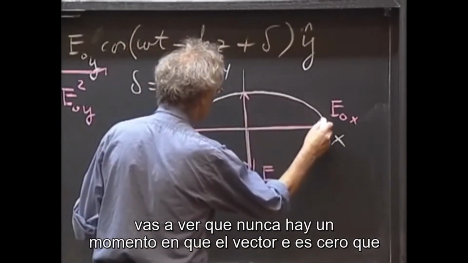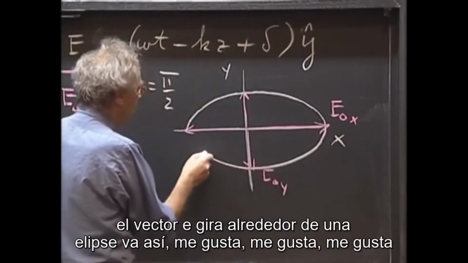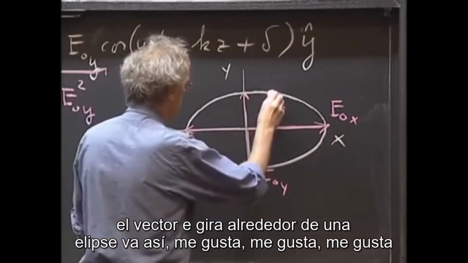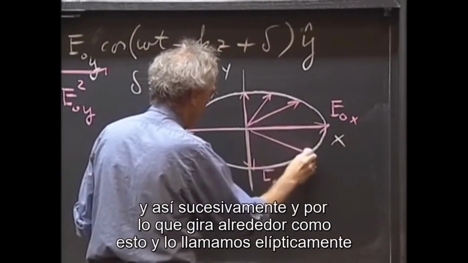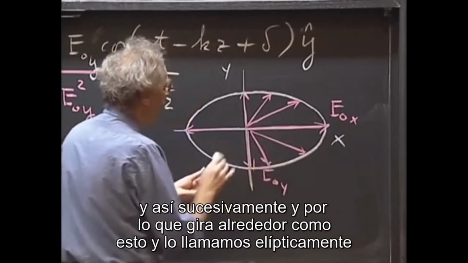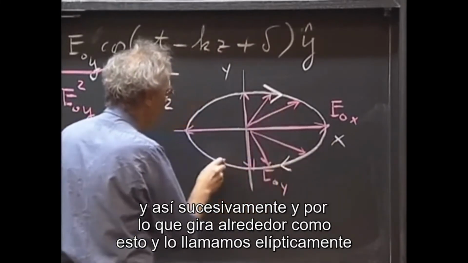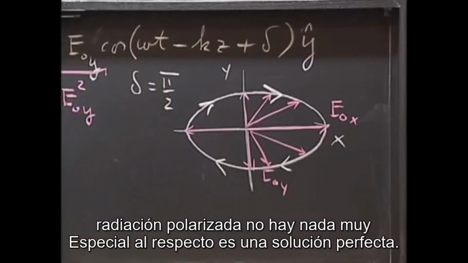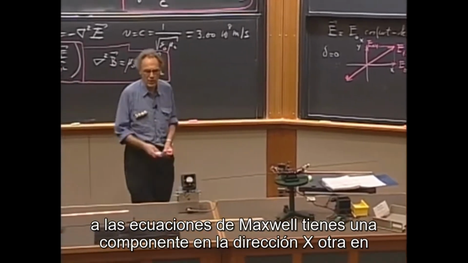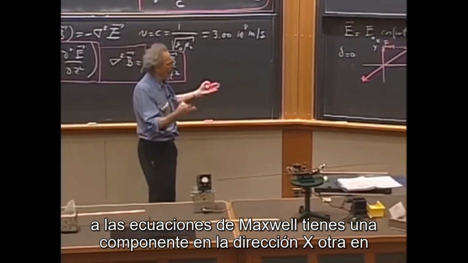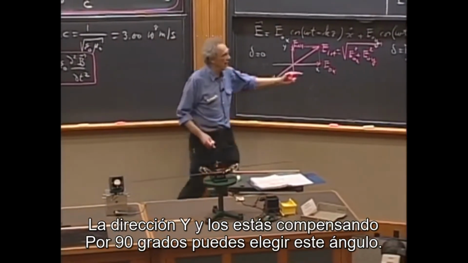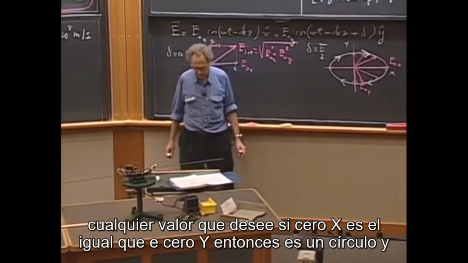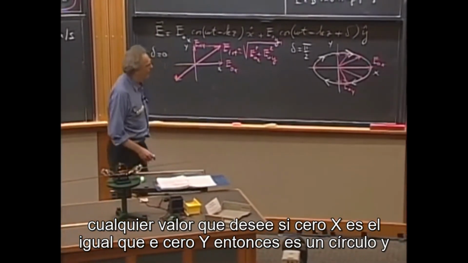So now what you're going to see, there is never a moment that the E vector is 0, but the E vector rotates around in an ellipse. It goes like so, like so, like so, and so on. And so it rotates around like this, and we call that elliptically polarized radiation. There's nothing very special about it. It's a perfect solution to Maxwell's equations. You have one component in the x direction, another in the y direction, and you offset them by 90 degrees. You can choose this angle any value you want to.